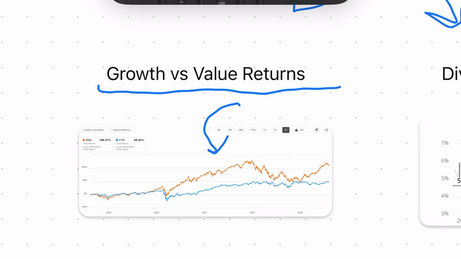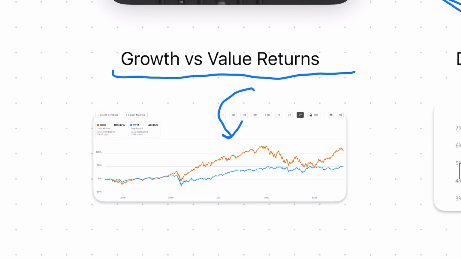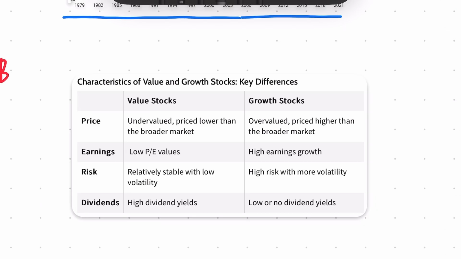But then the other point here that has to be taken into consideration is the level of volatility each style of investing has and the effects on the investor. It's pretty evident in these charts that growth has a much higher level of volatility in comparison to value. In fact, having more volatility is one of the things that makes a growth stock different than a value stock.